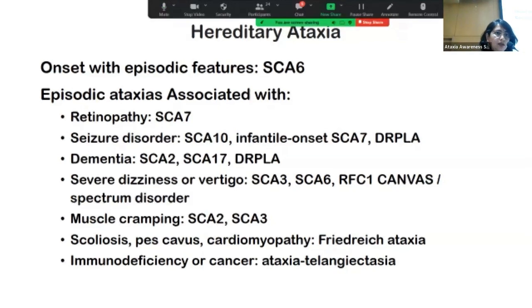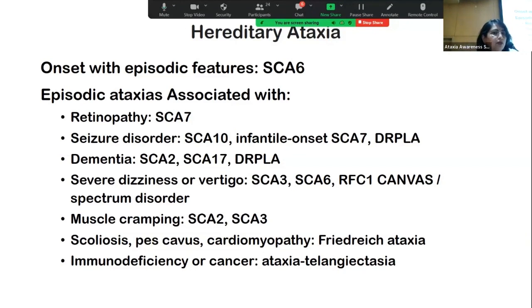So then there is the episodic ataxia. I'm admitting everywhere, even here. So episodic ataxia is there. So sometimes, if you see a patient where the ataxia is associated with other disorders like retinopathy, seizure, dementia, just dizziness and vertigo, muscle cramping, scoliosis.